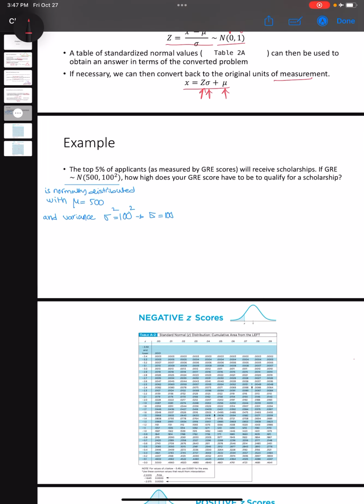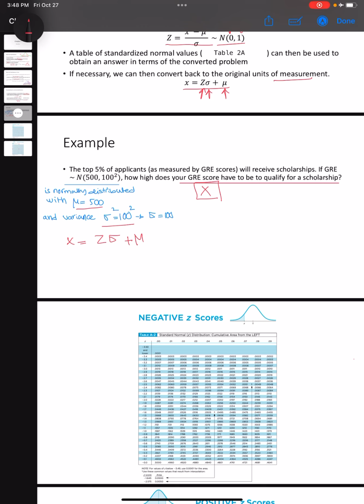Here's an example. The top 5% of applicants as measured by GRE score will receive scholarships if GRE is normally distributed with a mean of 500, I already have it here, and variance of 100 to the power of 2. How high does your score have to be to qualify for a scholarship? Basically, we're looking for x, the value of x, which we already talked about how to calculate. It's z times sigma plus mu.